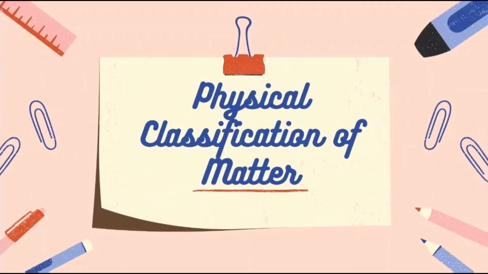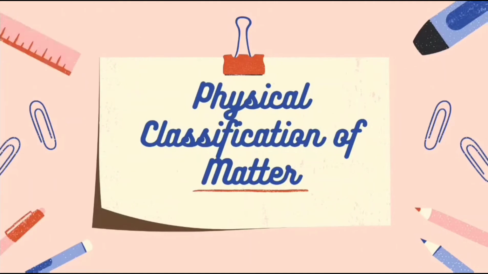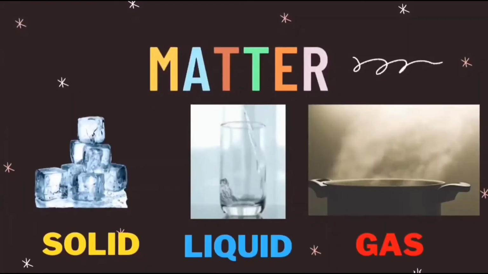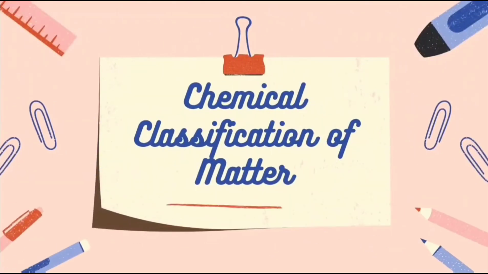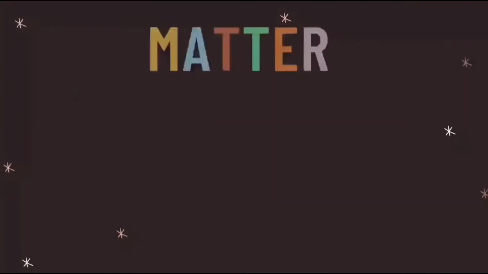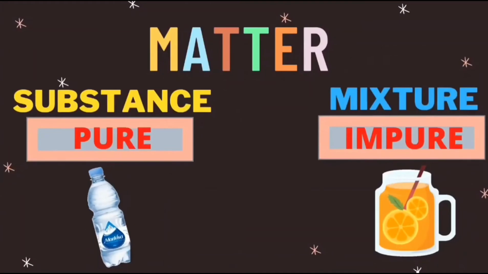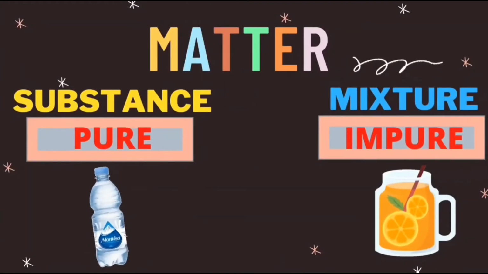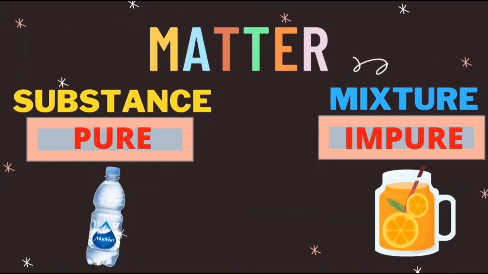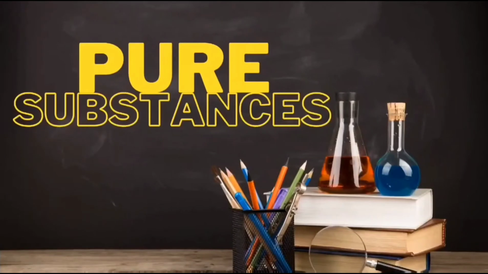In the physical classification, matter is classified into three states of matter, namely the solid state, liquid state, and gaseous state. Chemically, matter is classified into two groups, the pure substance and impure substance, or what we call the mixtures. In your Module 3, we will be discussing about the pure substances.